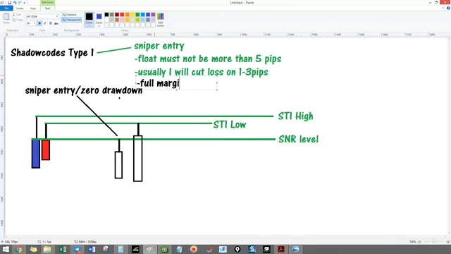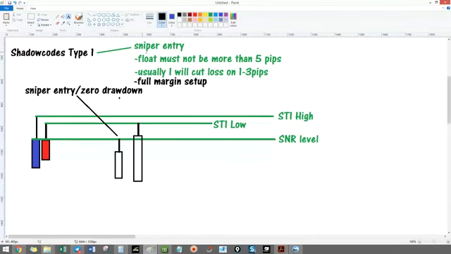Full margin setup was not meant for you to swing. You just need to scalp. But if you have the opportunity, you can swing also. Sometimes it goes like this and then you push back price like that, and then you will do something like this. So this is the use of ST1, Shadowcodw style 1 or ST1. So for example, over here, why do we want to cut loss rather than just hold the position?